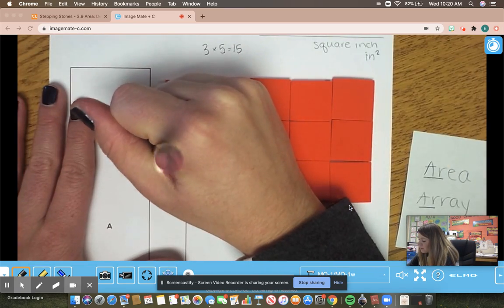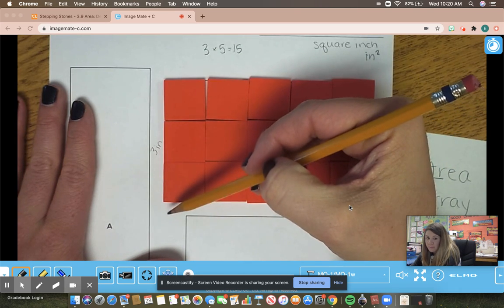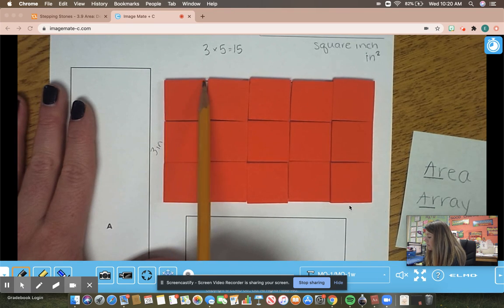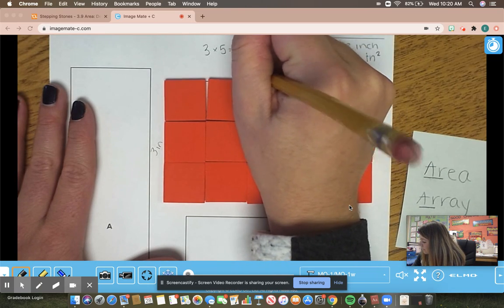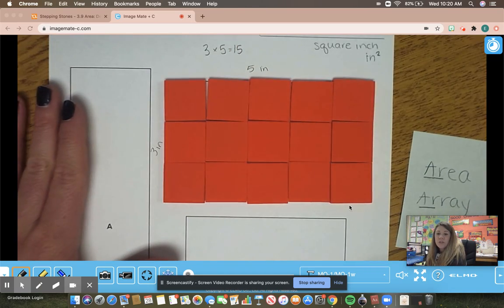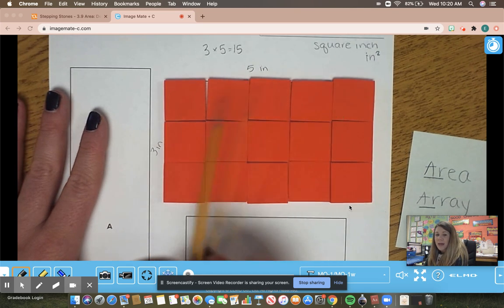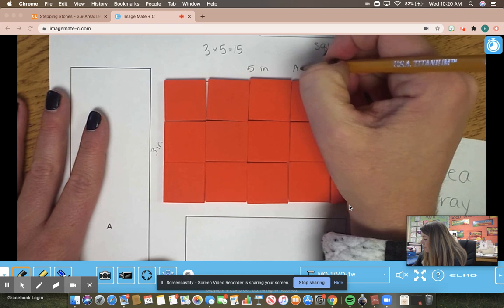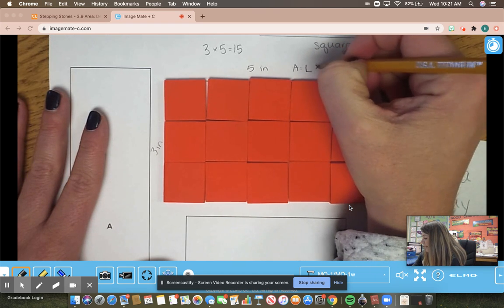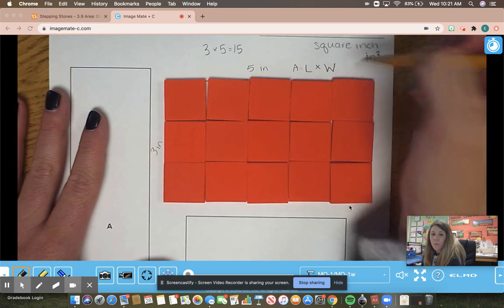So now with the area, if you didn't have all these blocks, you would just need to know the width, which is 3 inches, because look at 1, 2, 3. And the length, 1, 2, 3, 4, 5 inches. So to solve the area, we need to multiply the length times the width, or the width times the length. Area equals the length times the width. That L stands for length and the W stands for width.